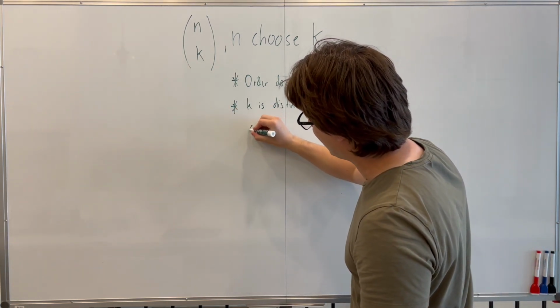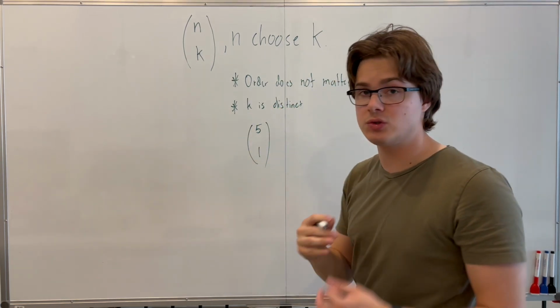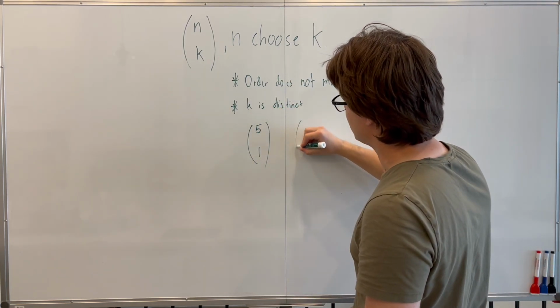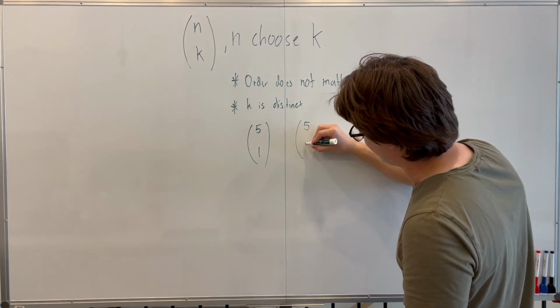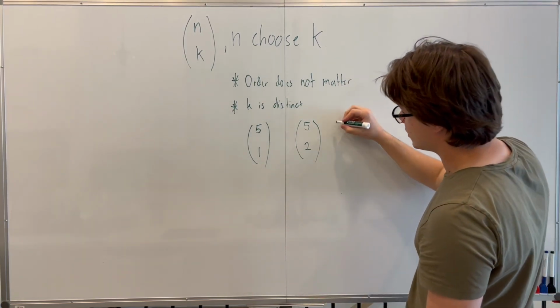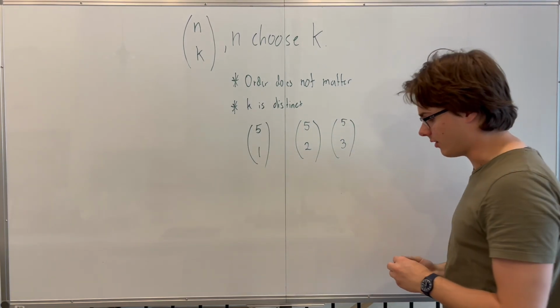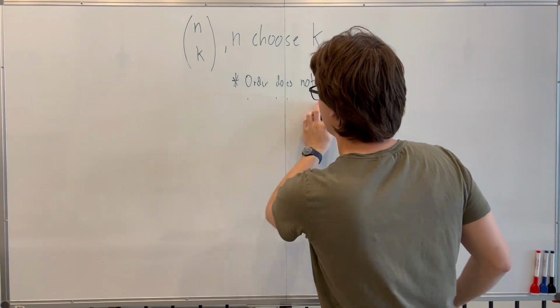Well, when we had the 5 markers, that would be 5 choose 1, when we were choosing 1 marker. When we were choosing 2 markers, it would be 5 choose 2. And when we wanted to choose 3 numbers, it would be 5 choose 3. That's how you would write those.